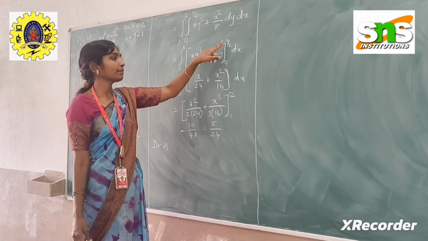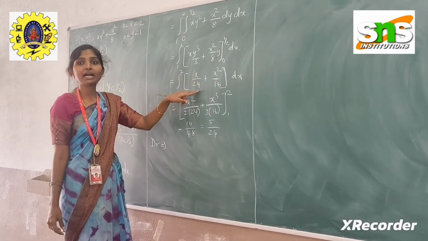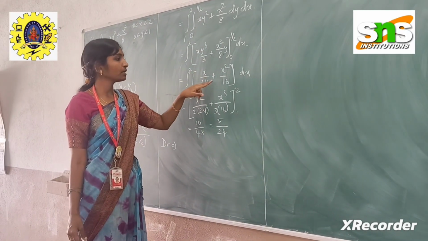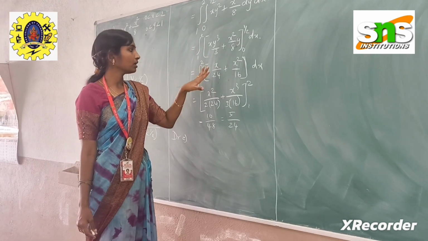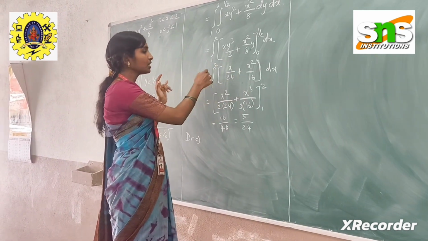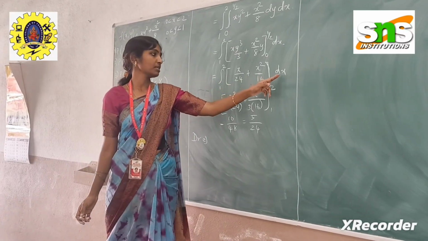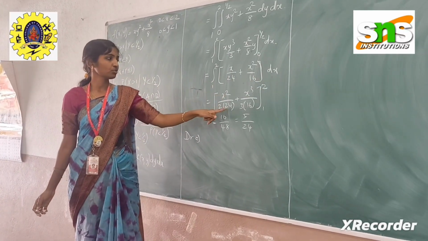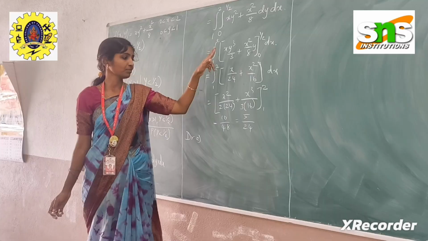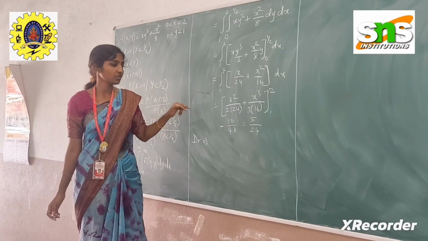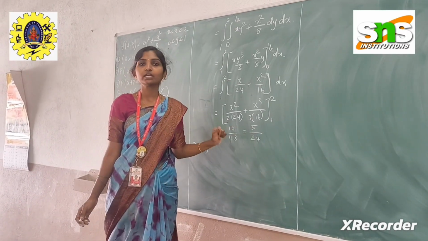On substituting the limit, upper limit minus lower limit, after completing you will have the value like this: x by 24 plus x squared by 16, and the remaining things remain the same, with x as the variable of integration. On integrating with respect to x, you have x squared by 2 into 24 plus x cubed by 3 into 16, and on computing it using the definite integral concept, you will have the value as 5 by 24.